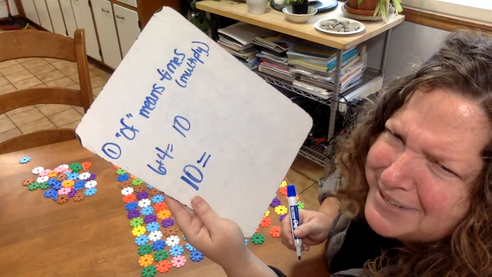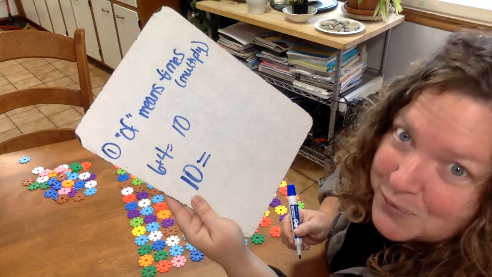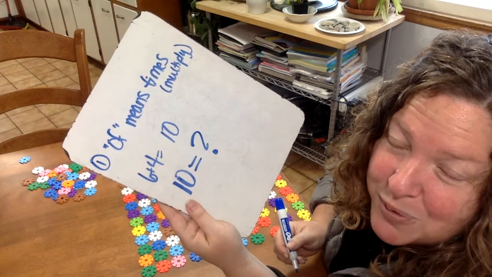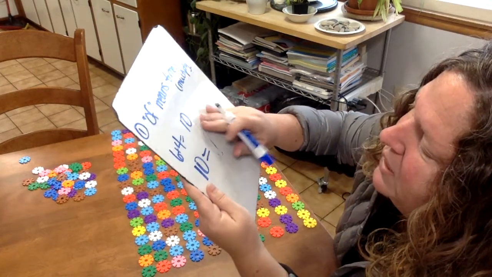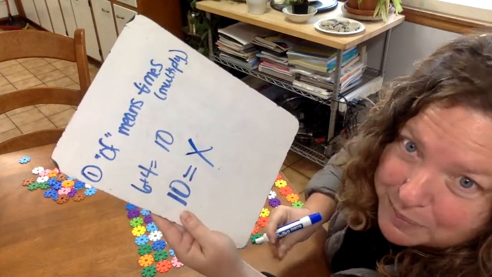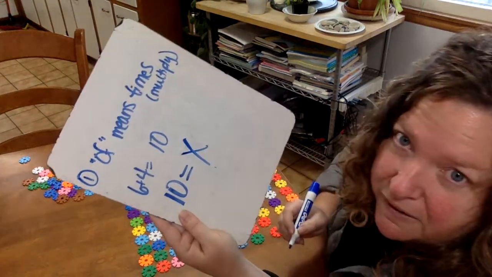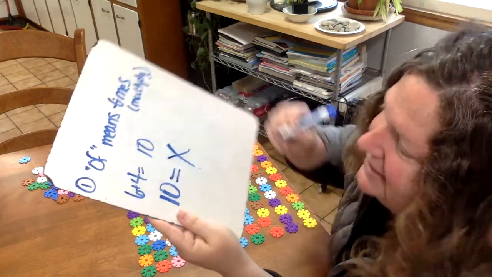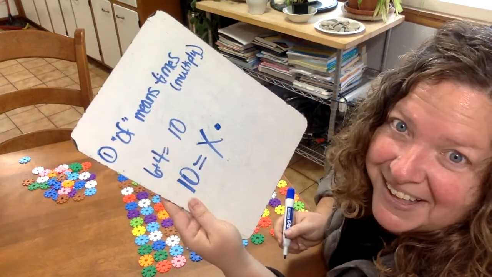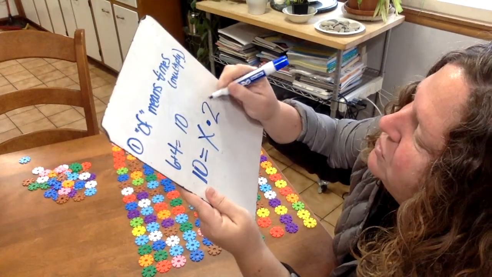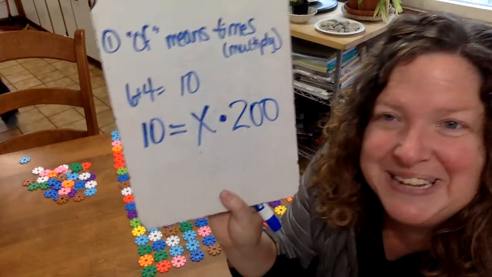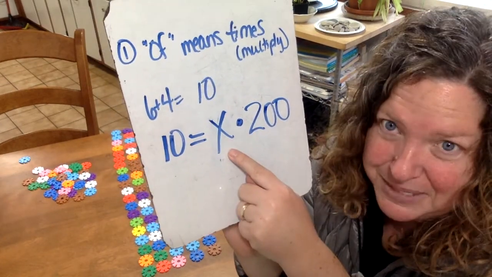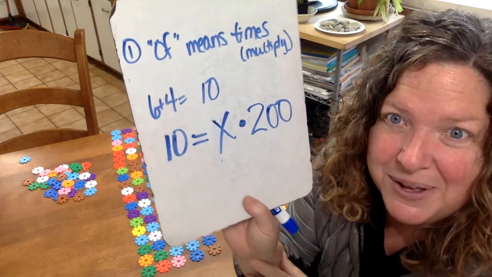10 is what percent? How do we write what percent? Well, you could write a question mark because that's a what, or you could write a variable. So you could write X, and you want to remember that it's a percent, of 200. How do we write of 200? Of means times 200. So we've just written an equation that we can now solve. 10 equals X, a mystery amount, groups of 200.